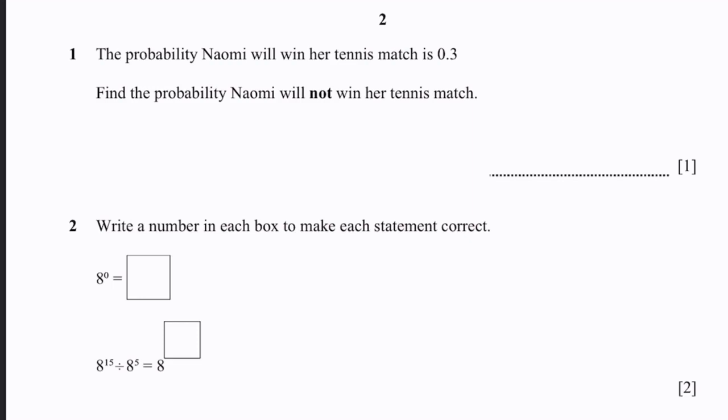Find the probability Naomi will not win. 1 minus 0.3, which is just 0.7.